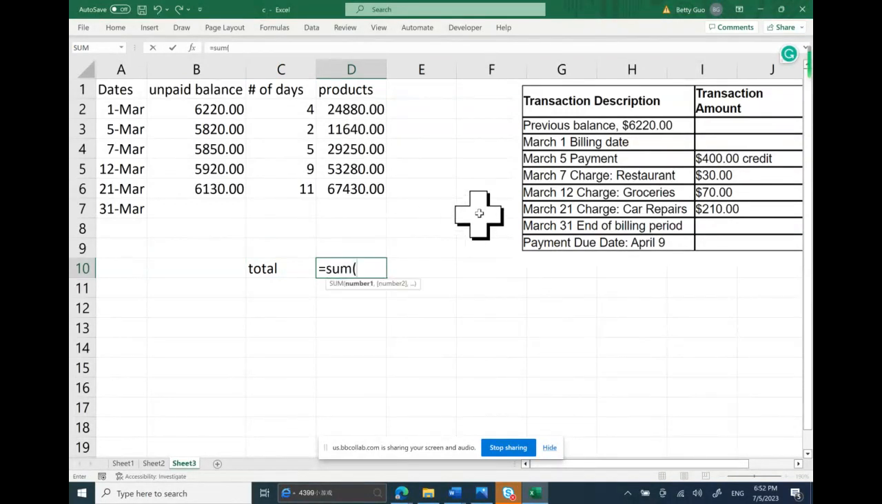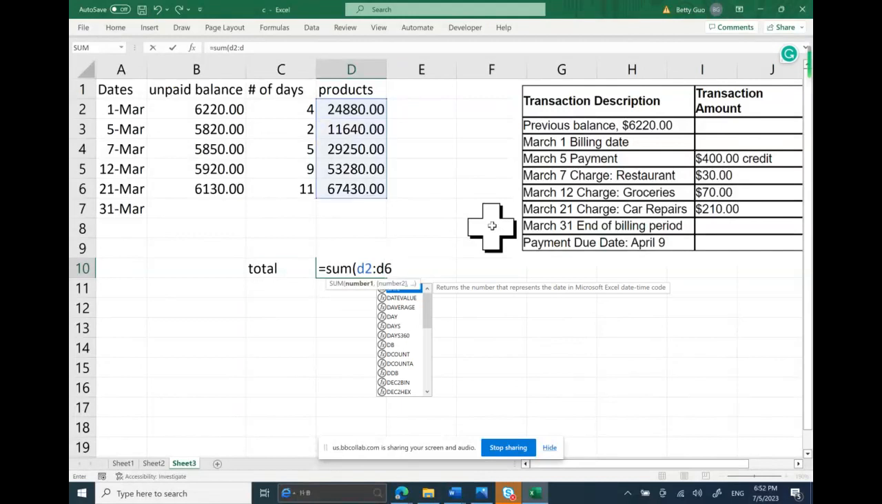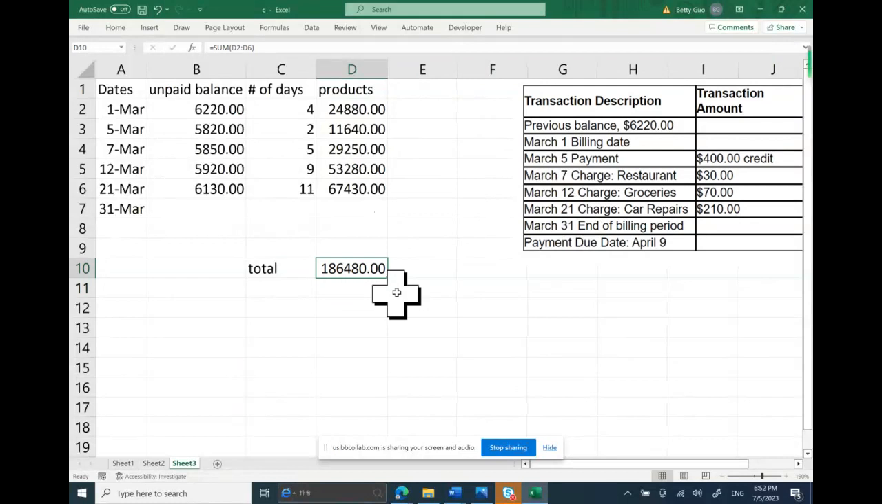Those products, because I want the sum of all the balances on all the days, all the 31 days. So from D2 to D6, close the parentheses. So this number is the sum of those numbers, those products.